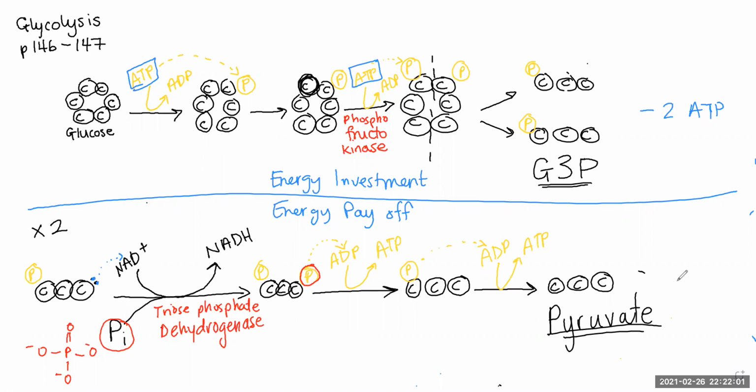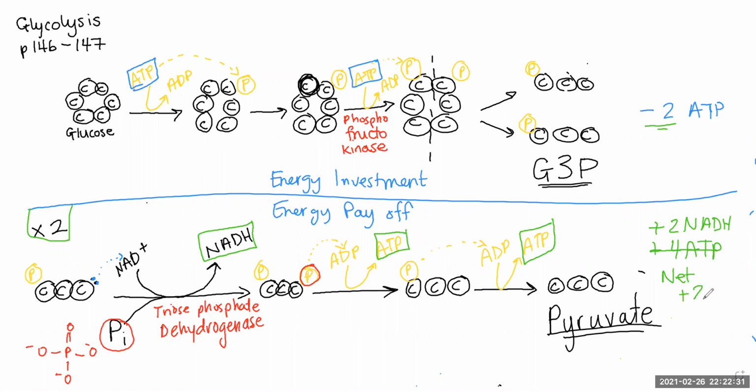As a friendly reminder to you, the fact here is that we have 2 G3Ps. So that means I'm going to make 2 NADH. I'm going to make 2 ATP here and 2 ATP here. So I'm adding into my equation 2 NADH. And I'm going to add 4 ATP. Remember that I was minus 2 here. So in the process of glycolysis, I have a net gain of 2 ATP per glucose.